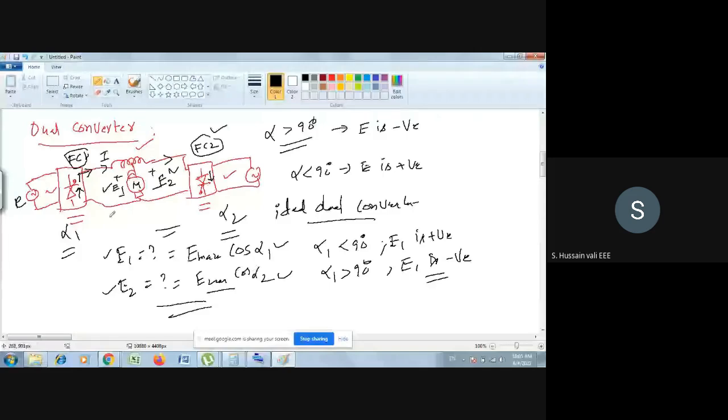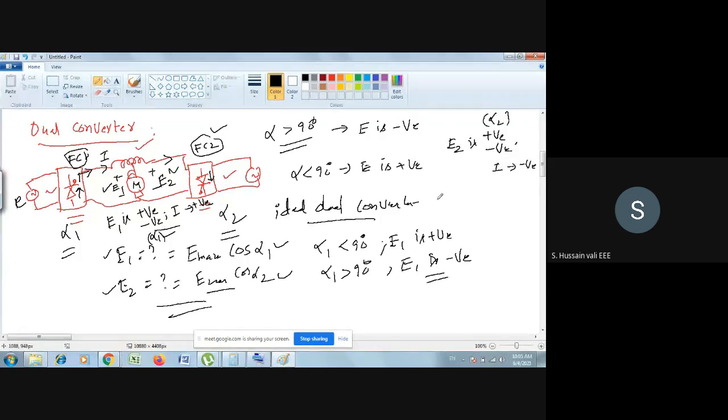Any one full converter can make the voltage either positive or negative. But remember, the current is always positive, positive in the sense from source to the load. The other full converter is also the same thing: E2 is either positive or negative. It depends upon the firing angle alpha 2, whereas here it depends upon the firing angle alpha 1. But the current is always negative.